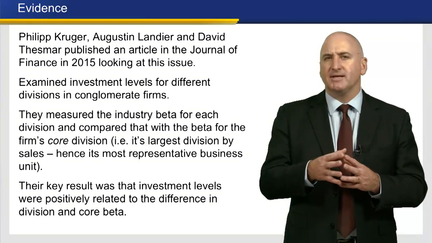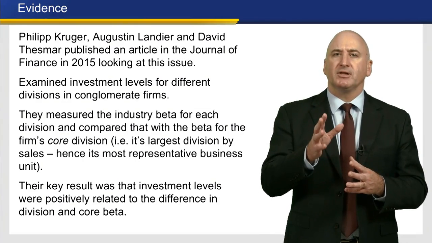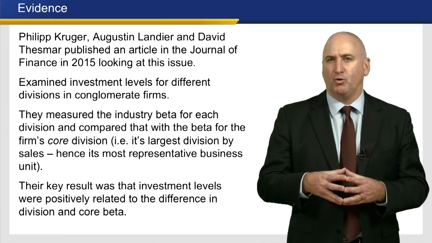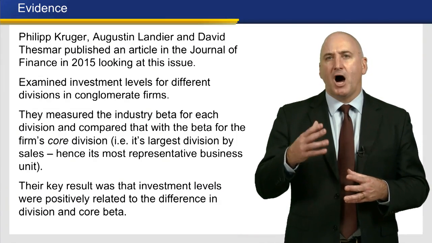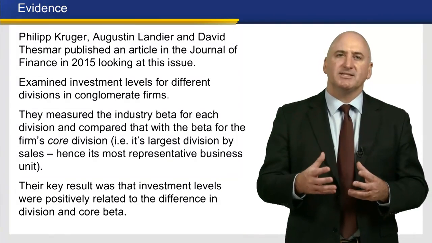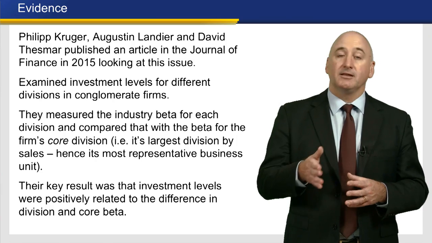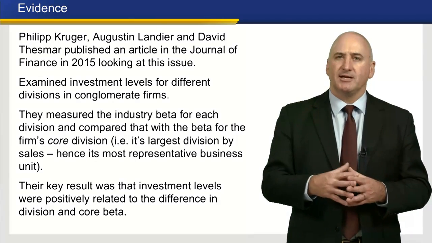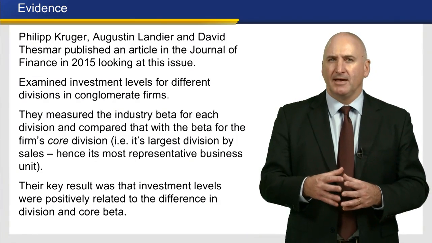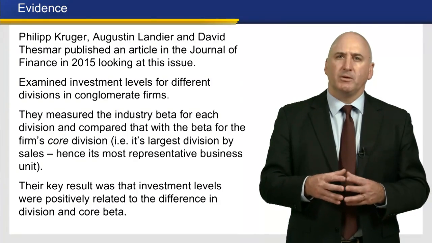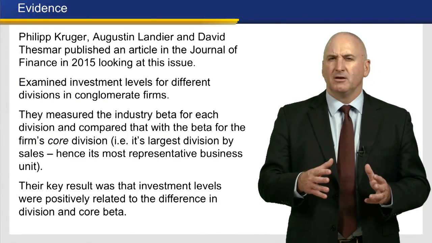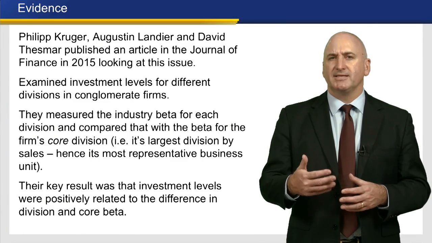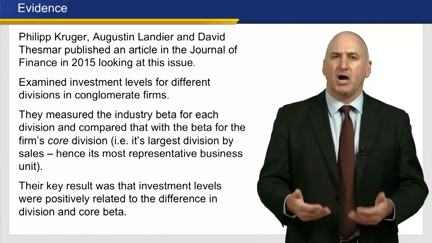What they found was that investment levels were positively related to the difference between the division's beta and the beta of the company's core business. That is, higher beta divisions received a much greater slice of the budgetary pie than did low beta divisions, or in our example, the biotech division, a larger slice of the pie than the dairy division. Now, this is entirely consistent with the problem we highlighted earlier. Well, what about non-conglomerate firms? Is this likely to be a problem for firms that invest in the same type of projects time and time again?